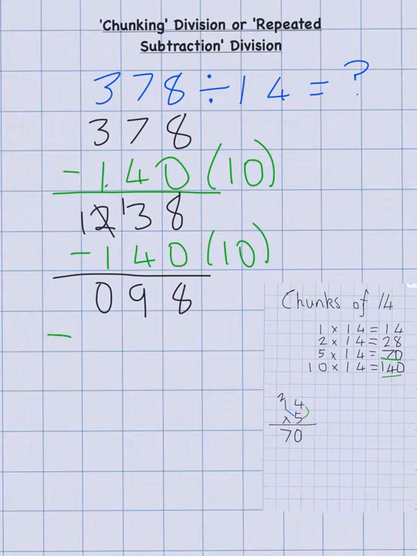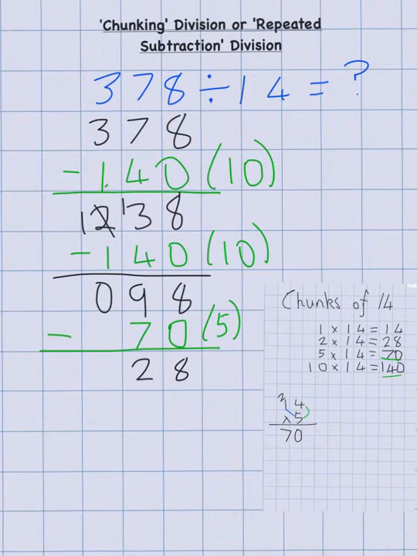So off we go. We make sure we put our numbers in the correct place. Tens under the tens, units under the units. And I'm taking away 5 chunks of 14, which is 70, this time. Okay, now 0 from 8 is 8. 7 from 9 is 2. So now we're down to 28.